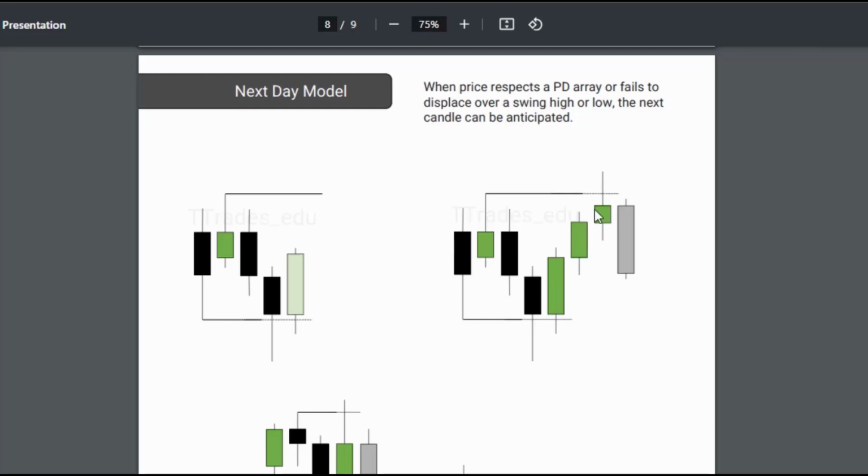The same thing goes with price failing to displace above a swing high or an old high. As you can see on this candle, price has failed to displace above this high after reaching it. We have a close below this range, so my anticipated direction for the next day, or my bias for the next day, will be a down close candle or a move to the downside.